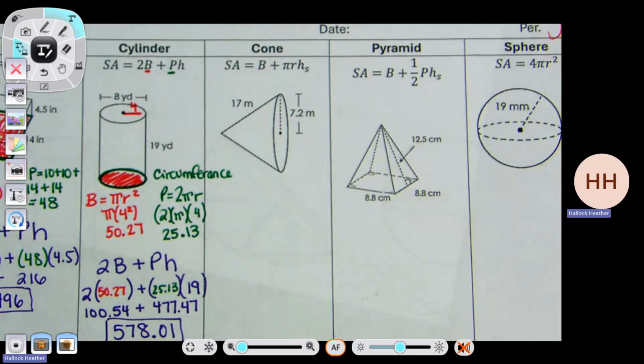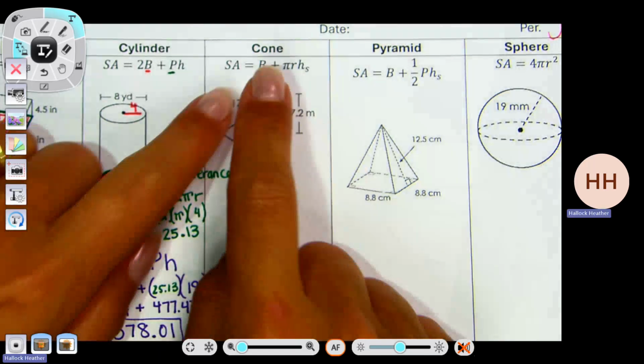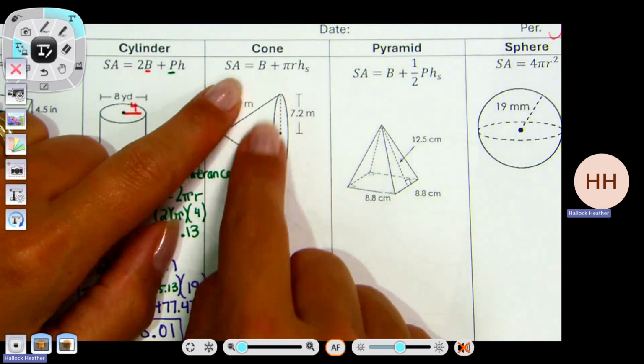Okay, let's do a cone. Last shape. We're not going to do all these shapes today. Okay, just so you know. We're going to do the cone and then we're going to do the cone problem. We're going to do the other ones tomorrow. Okay, surface area for a cone.